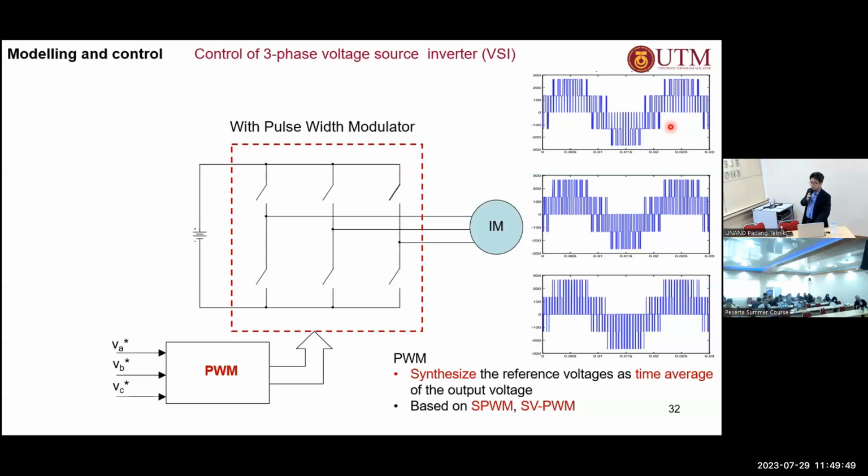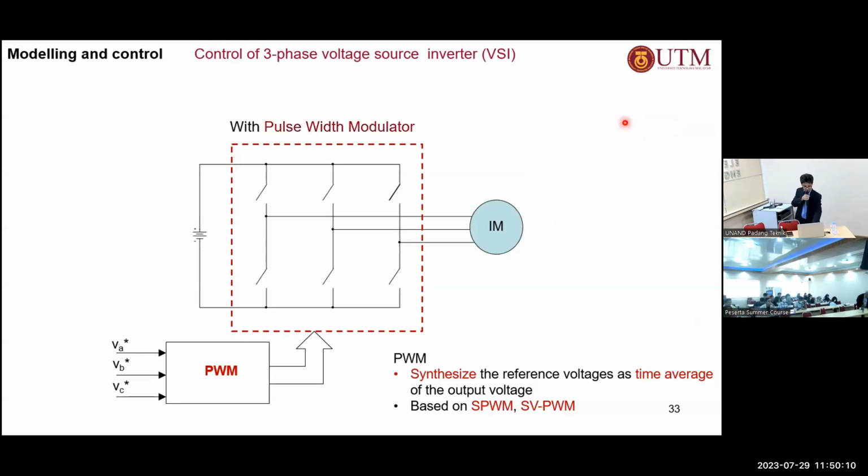There are two types of inverter modulation widely used in industry: sinusoidal pulse width modulation, SPWM, and space vector pulse width modulation, which I think is more and more used nowadays. It would take you two or three hours to go into the details of that, so I'm not going to go into them.